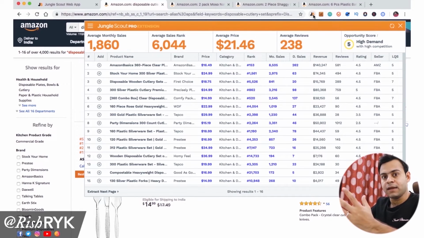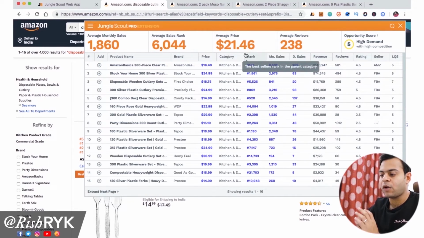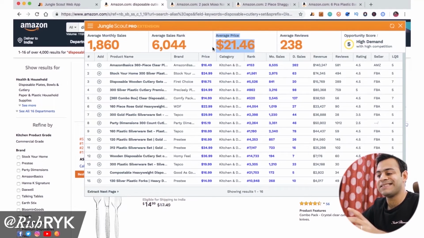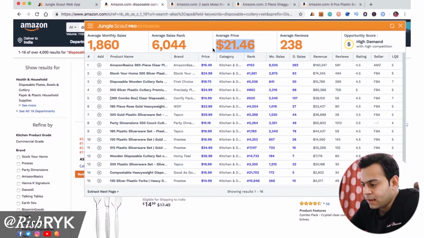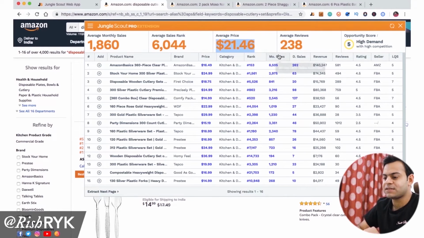Hooray! Alright, finally we see that the average price of the products that are popping up on the first page is $21, which is a good signal, right? What's next? Amazon Basics. Alright, that's interesting. Amazon Basics is also one of the sellers in this list. But you need not be scared, because you see there are a lot of other private label sellers who are also selling this product.